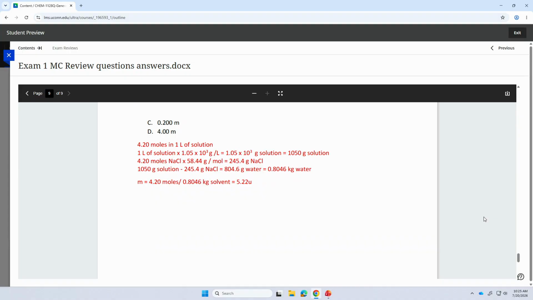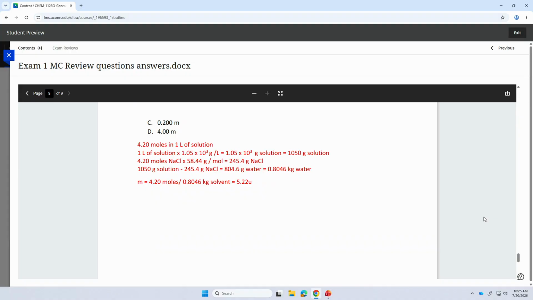I find out how many grams of NaCl there are in that many moles. I subtract off that number of grams from the total grams of the solution, and I take the 4.20 moles of NaCl and divide it by the total kilograms of water that I had. So you need to know what it is you're given in terms of moles, liters, grams, whatever, and then figure out how to convert that.